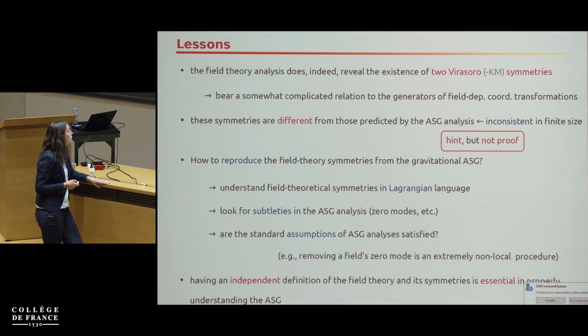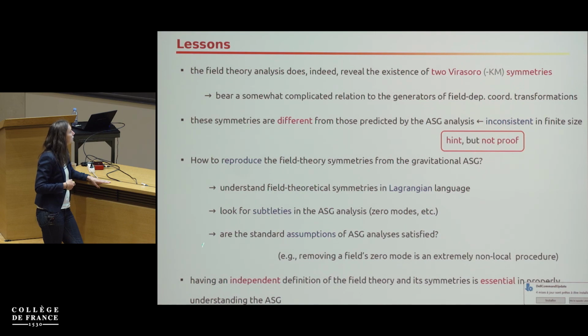And another maybe also valid question is whether the standard assumptions of ASG analysis are satisfied. As I said, we have to remove the spatio-temporal zero mode. That's a very non-local procedure. I've never seen something like that done in gravity before. Maybe there are some new rules. Hopefully I'm not just saying nonsense here, but this is to say that I really don't know what's happening and what the resolution of this tension is.